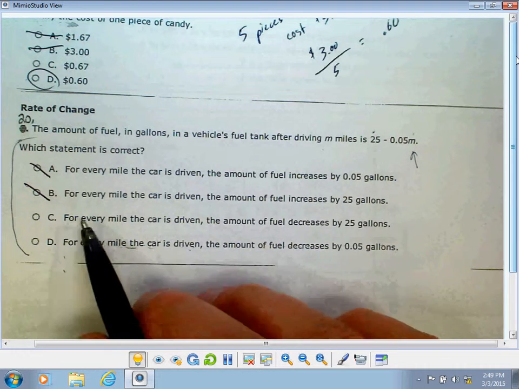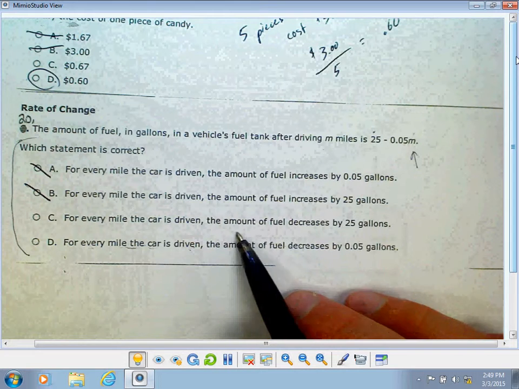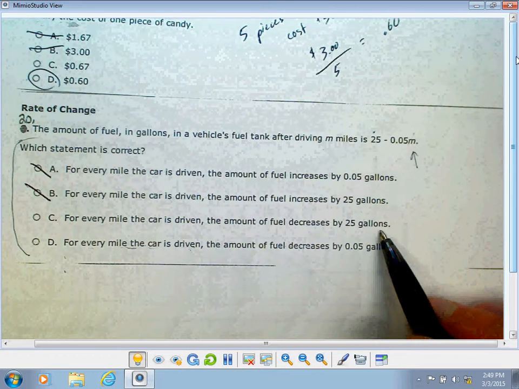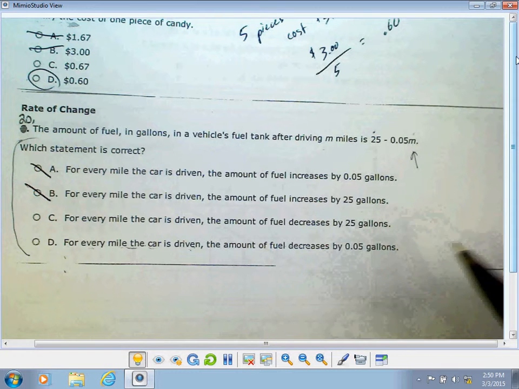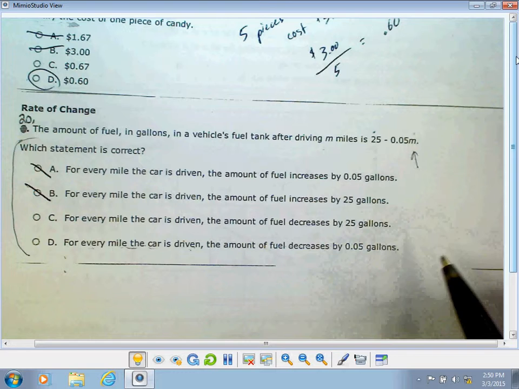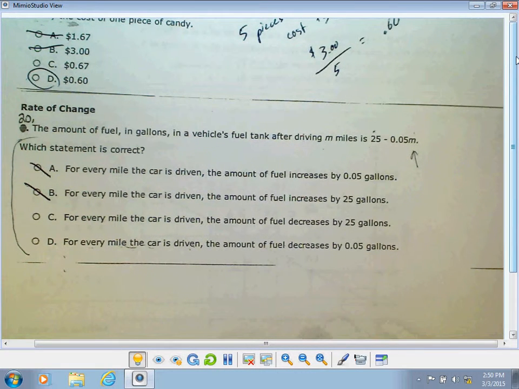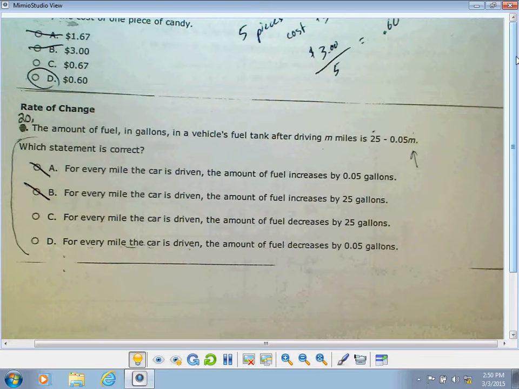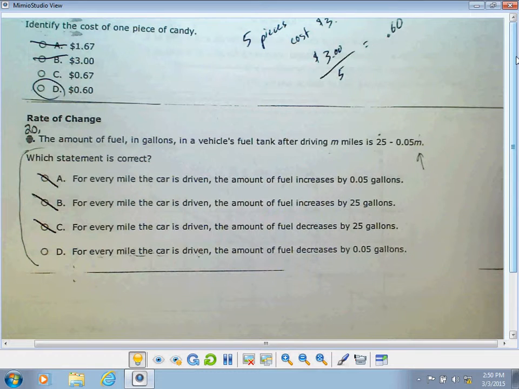Alright, so let's look at C then. C and D, maybe they're both right. Well, who knows? It says every mile the car is driven, the amount of fuel decreases by 25 gallons. Okay, think about that for a minute. For 1 mile, it costs you 25 gallons of gas. That's what it says. For every time you drive the car a mile, the amount of fuel goes down 25 gallons. I don't know what kind of vehicle you're driving, but tanks get better gas mileage than that. So it's definitely not losing 25 gallons every mile.